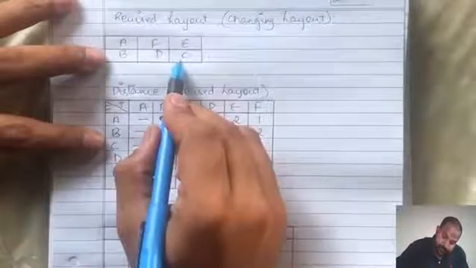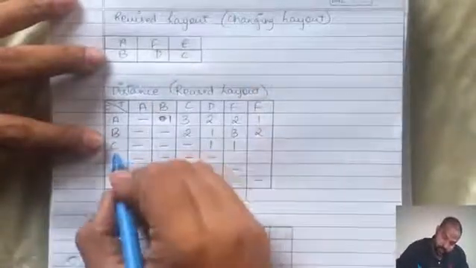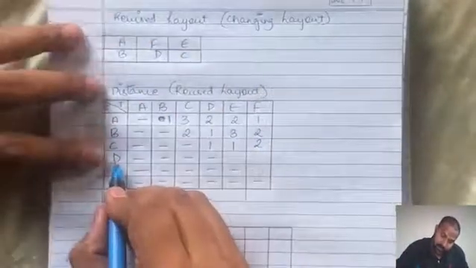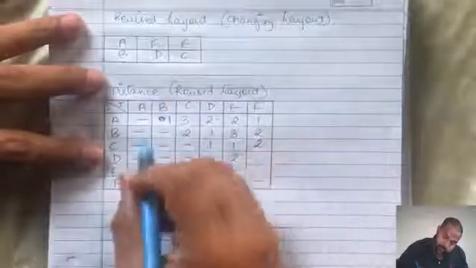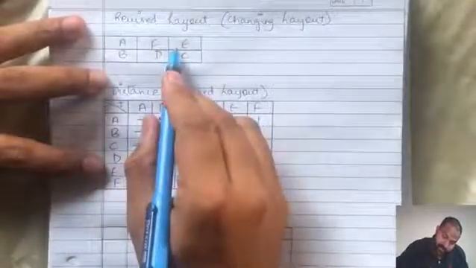C to D, 1 hop. C to E, 1 hop. C to F, 1, 2, 2 hops. D to E will be 1, 2, 2 hops. D to F will be 1 hop. E to F will be 1 hop.